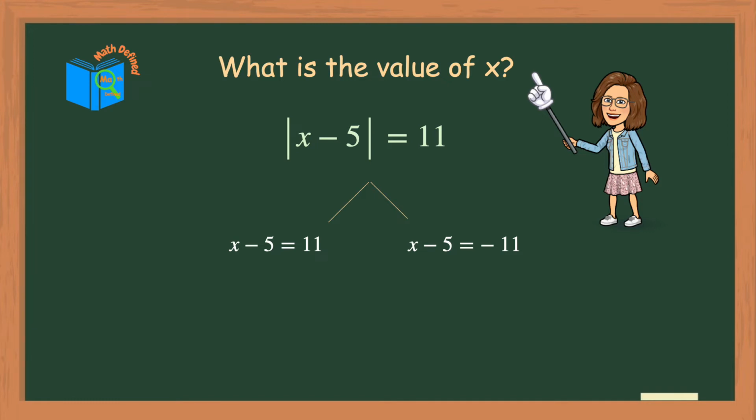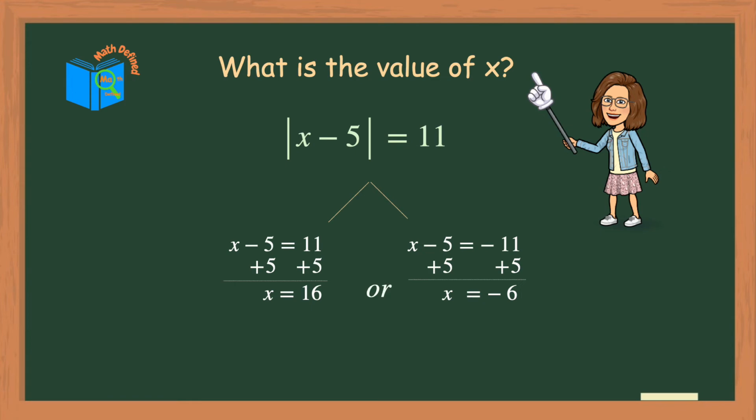I'll start with the left equation first, and I'll add 5 to both sides. The 5's will cancel each other out, leaving just the x, and 11 plus 5 is positive 16. So x is equal to positive 16. Now I'll solve the second equation on the right side, and again I will add 5 to both sides of the equation, leaving just the x on the right, and negative 11 plus positive 5 equals negative 6. So x will equal negative 6. So it appears that x can equal positive 16 or negative 6 for this equation to be true.